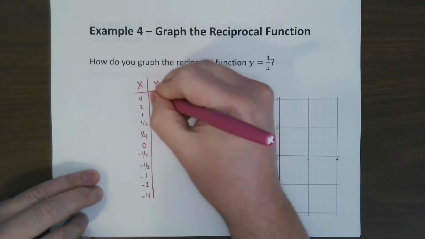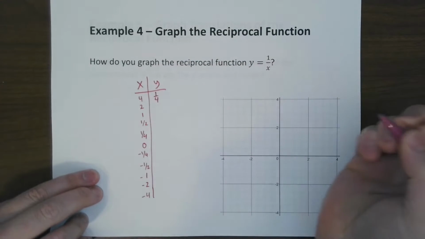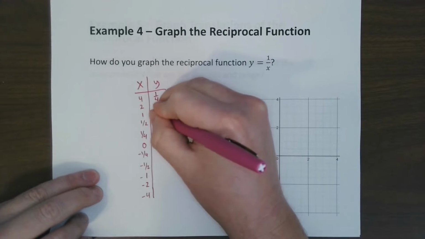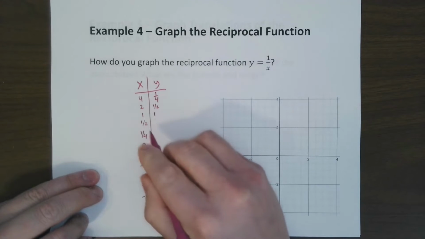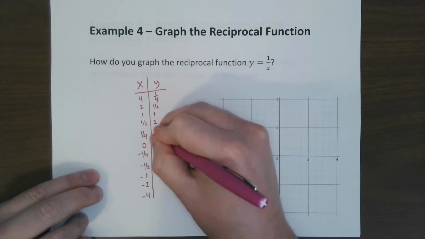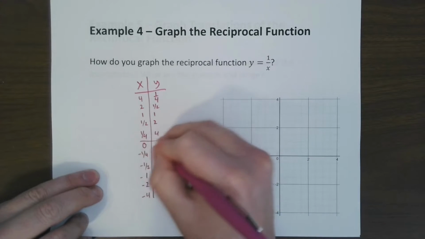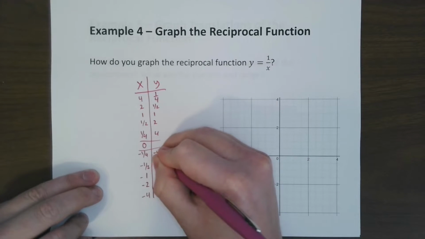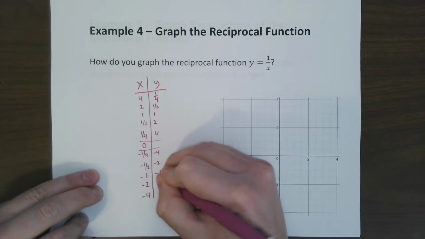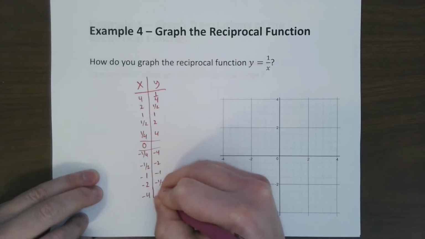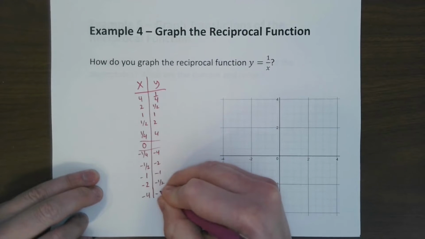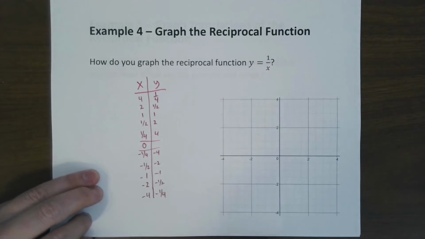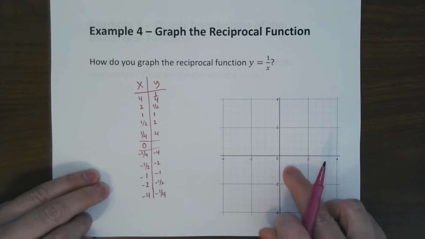If we notice these, reciprocal just means do the reciprocal, flip it. So 4 over 1 will just be 1 over 4. This will be 1 over 2, 1. Now the reciprocal of 1/2 is just 2. This will be 4. We'll skip 0 for now because it's special. And this would be -4, -2, -1, -1/2, and -1/4.